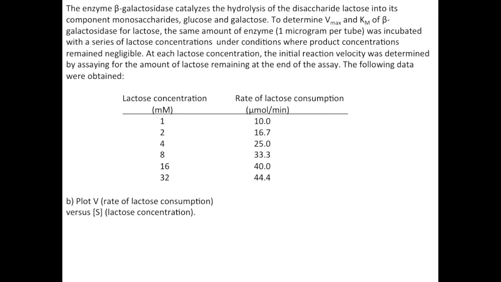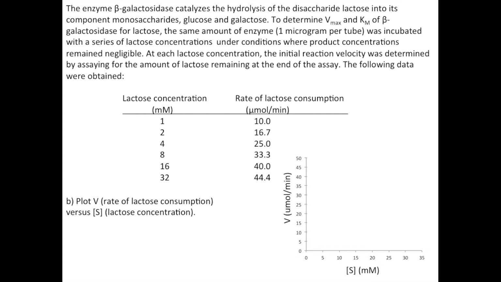In part B of this question, you're asked to plot the rate of lactose consumption, or V, against the lactose concentration, S. In order to draw this graph, you want to take a look at the data that you have and make sure that the axes are labeled accordingly. We always have the substrate concentration on the x-axis because that's the independent variable, the one that you're controlling. We have the rate of the reaction on the y-axis because that's the dependent variable, the one that you're measuring.